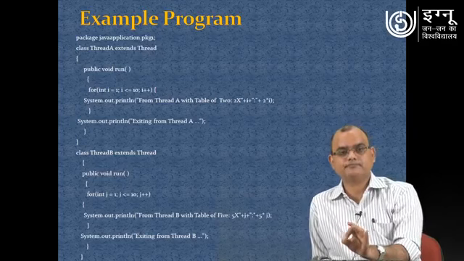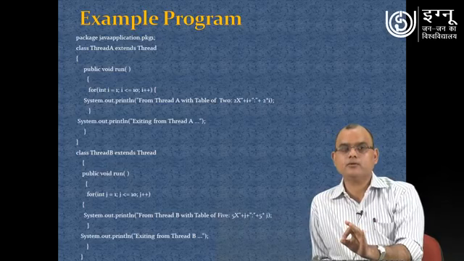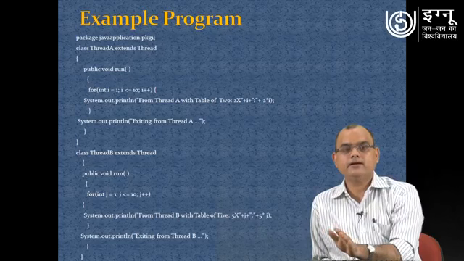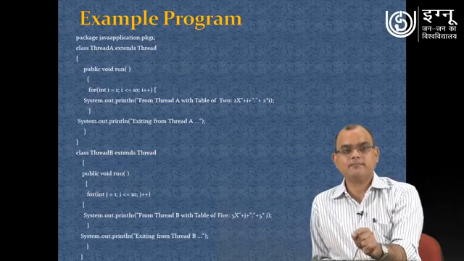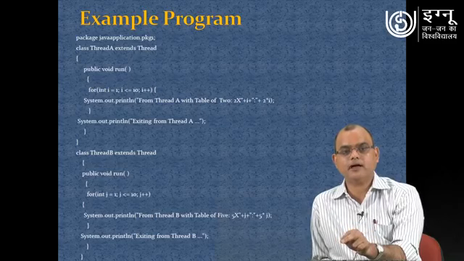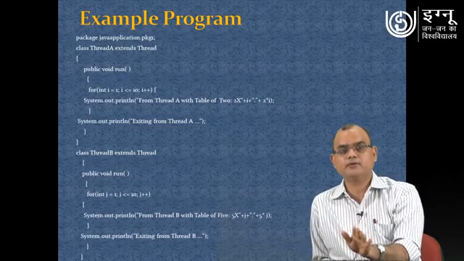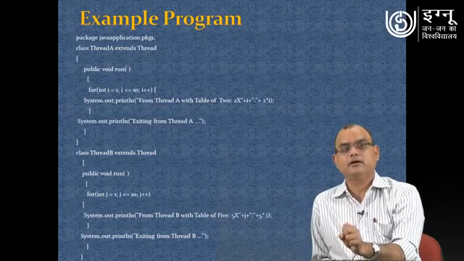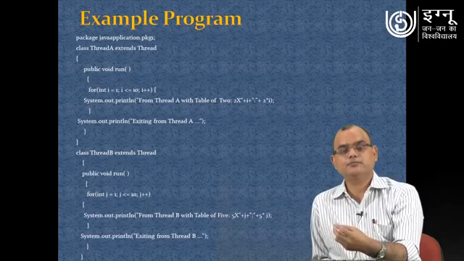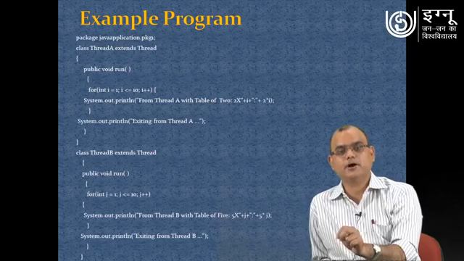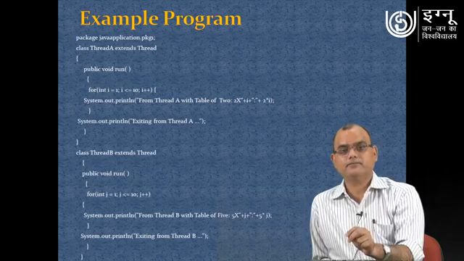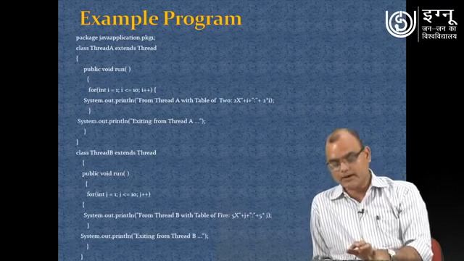So what is ThreadA going to do? ThreadA is going to generate the table of 2. Similarly ThreadB is going to generate the table of 5. Very simple program. My objective is to create two threads, and those two different threads are supposed to perform the activity: one will generate a table of 2, and similarly the second thread will generate a table of 5. Okay, now let me move further.